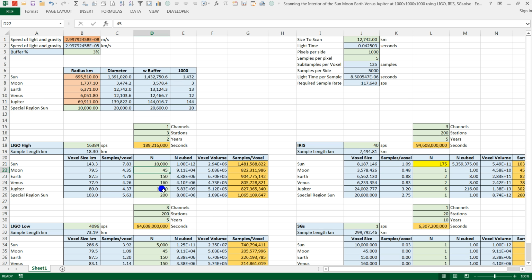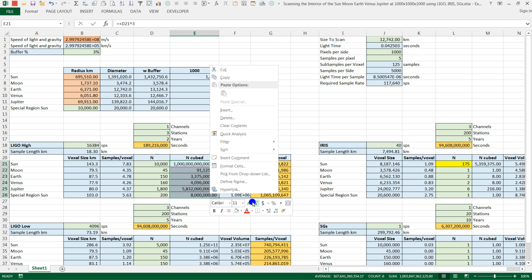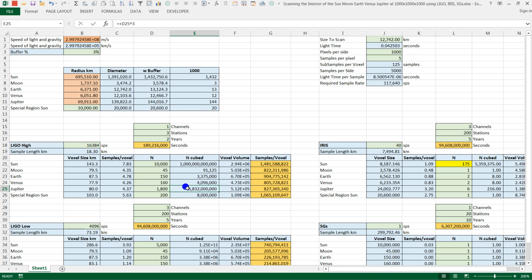So anyway, Jupiter is actually quite large, and here, coming in several samples per side of a voxel, you get 1800. So this is n cubed. Let's see, maybe I can make these a little more apparent. All right. So that's how many, and these are whole numbers. So let's go down to get rid of that.